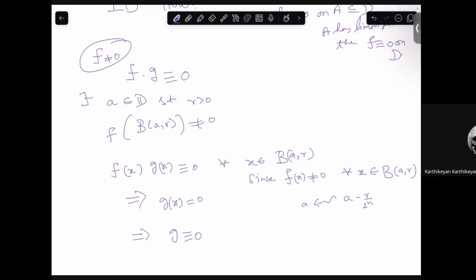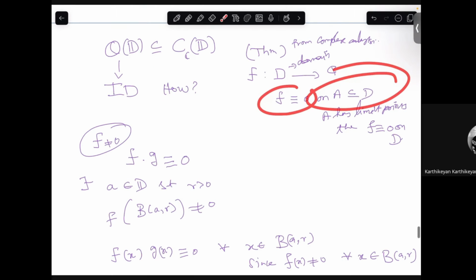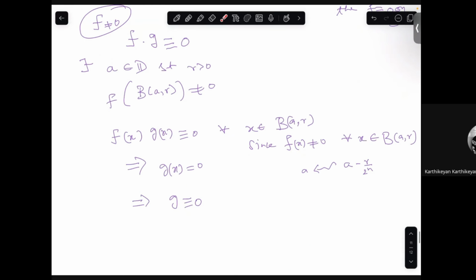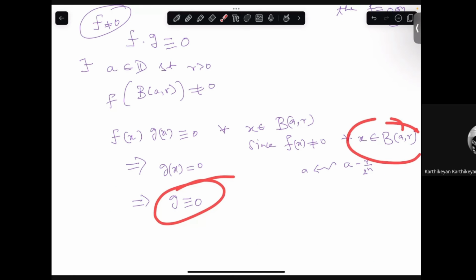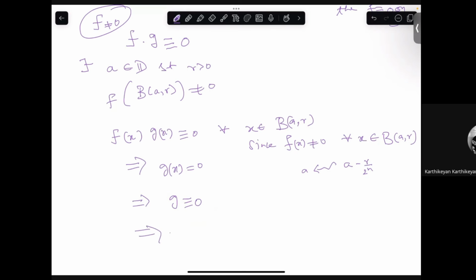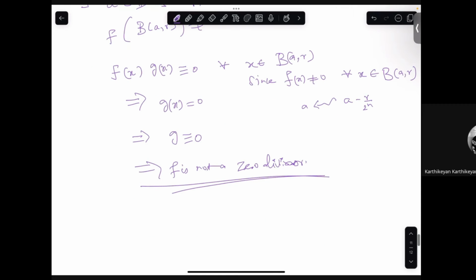So I have a subset according to this theorem. This particular function needs to agree with 0 on something with a limit point. Yes, it agrees on something with a limit point. It agrees with 0, so it is 0 everywhere. This implies f is not a 0 divisor. The moment f is not a 0 divisor, you know that O of D is an integral domain.